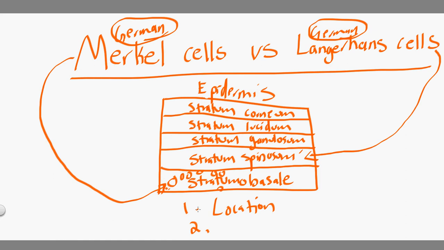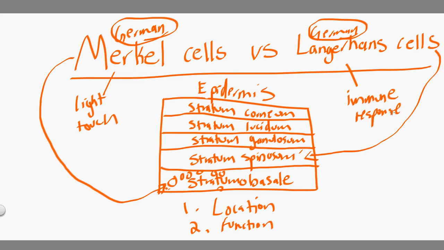The other difference between these two is the function. Merkel cells are related to light touch in the skin. Langerhans cells are for immune response. Immune response. That is the main difference.